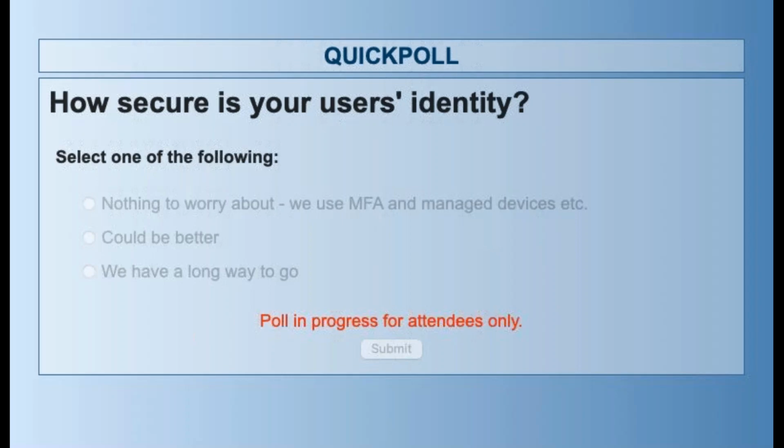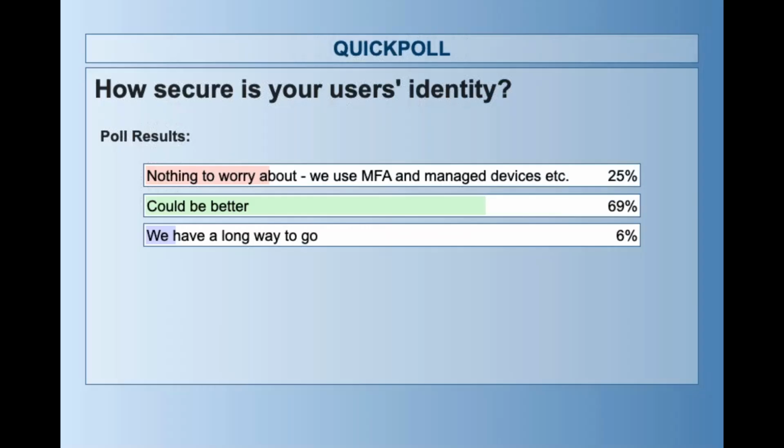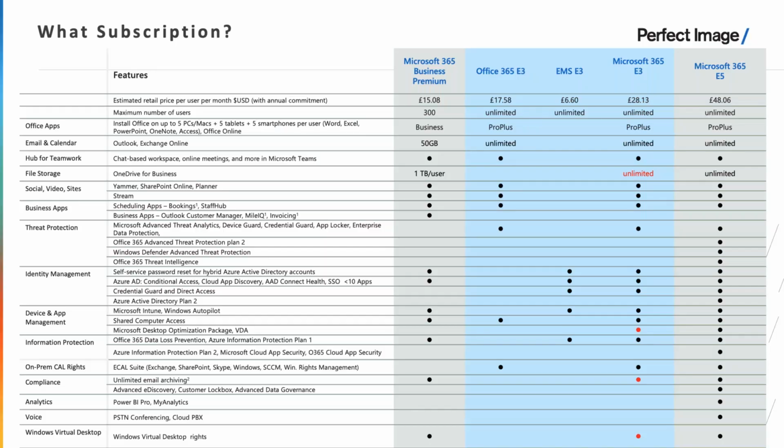So I'm just going to close out that poll now. And what do we get? Okay, so user's identity. Similar again, 25, 69, so nothing to worry about. And then 70% with could do better. Well, we can generally always do better. Okay, let's hide that one and we'll continue.